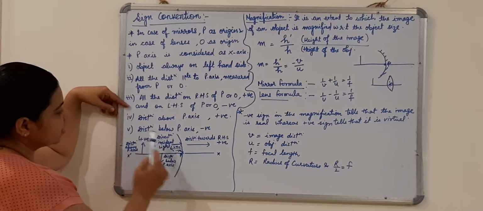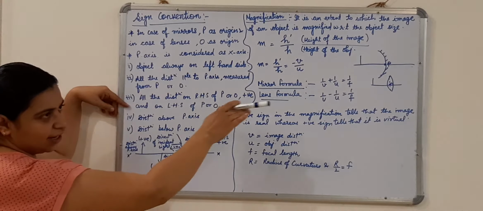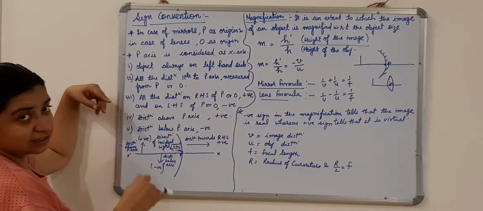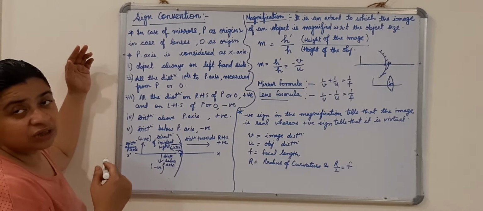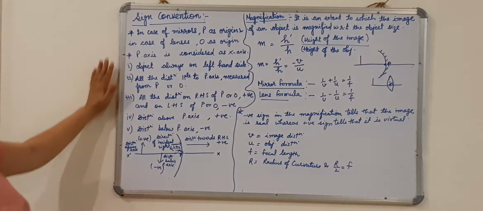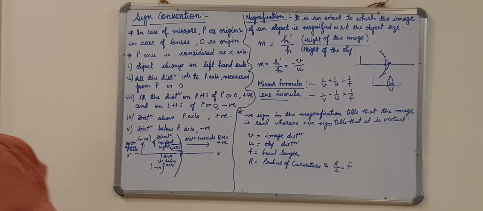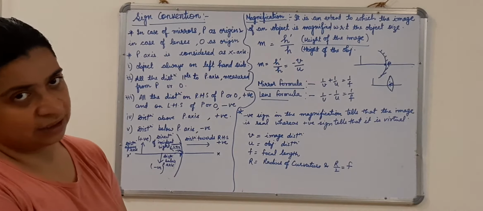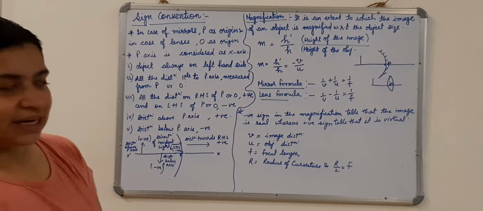And the direction of the incident ray, I have made the arrow like this. That means it is coming from the left and moving towards the right. That means that our object is on the left hand side. So children, these are the points which you need to keep in mind before doing the numericals of light, whether of mirror or of lenses.